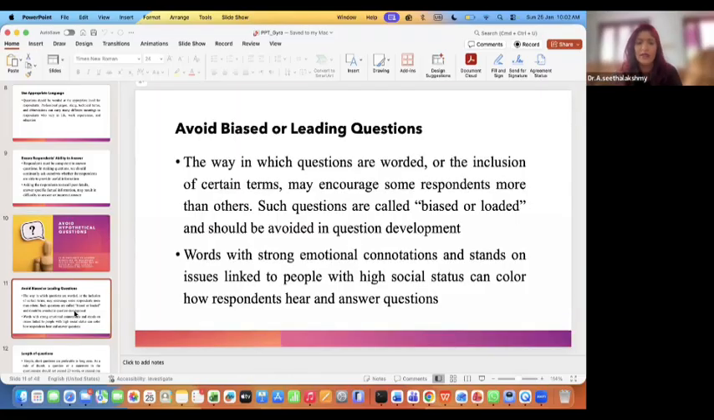So avoid that. Another thing that you need to avoid is biased or leading questions. Biased in the sense of how you have worded the question.